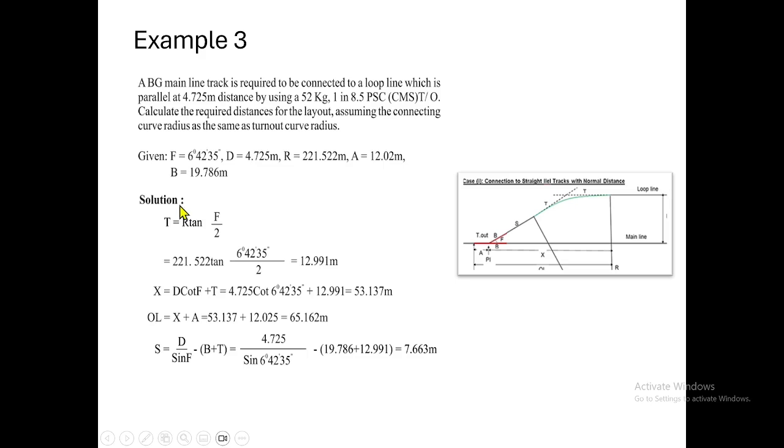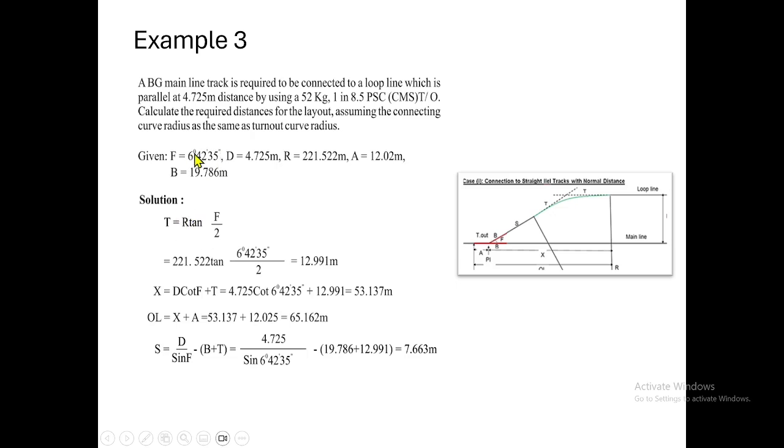Here a 1 in 8 crossing is used, that is why F is equal to 6 degrees 40 minutes 35 seconds. The distance they give is 4.75, and R is 221.522, that means the radius of lead curve minus G by 2 they have taken here. And for A, the standard dimensions for the 1 in 8 PSC CMS crossing turnout are 12.02 meter, and B equals 19.76 meter. This we can take from the table.